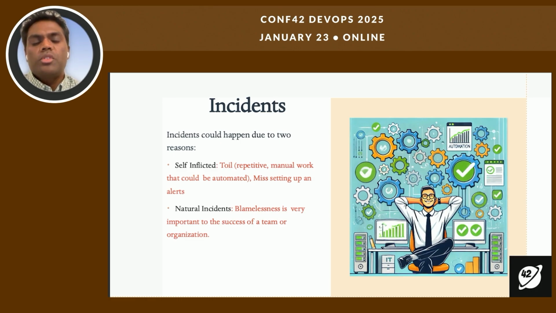So we should address toil. There are various ways. Maybe we could create a separate project, separate Jira tickets, and work as a team to address toil and set up proper alerts to prevent these self-inflicted events. And there are some natural incidents which actually occur.